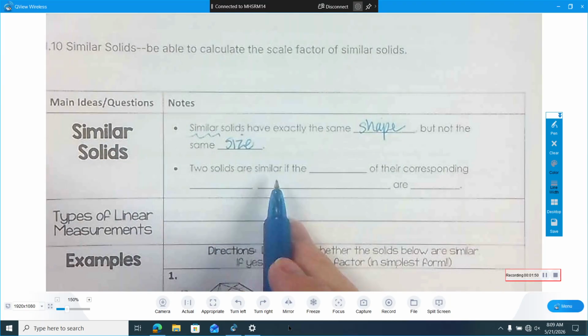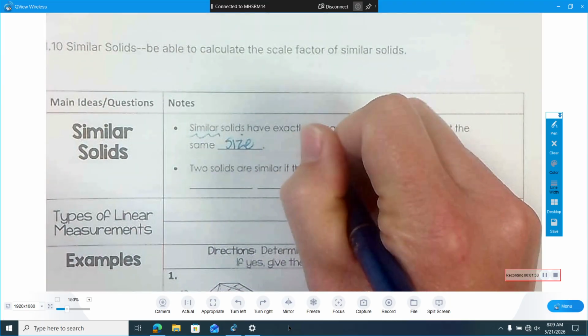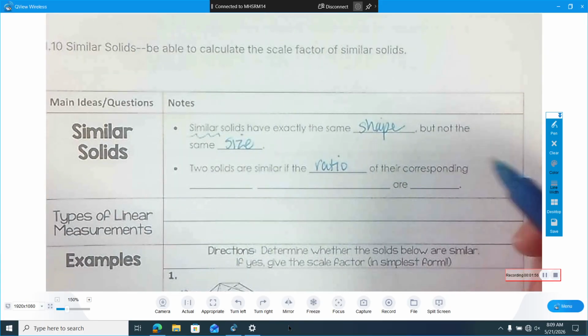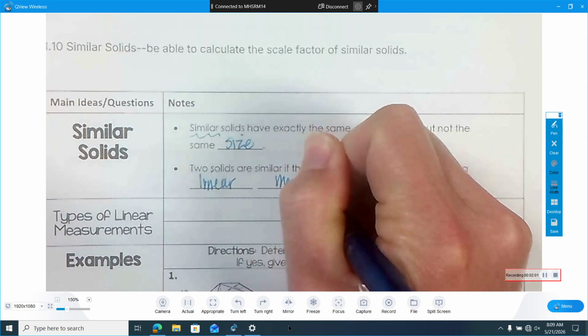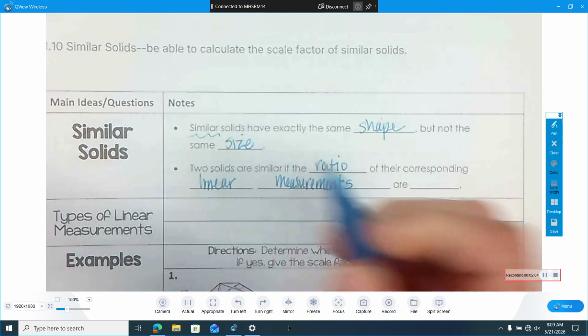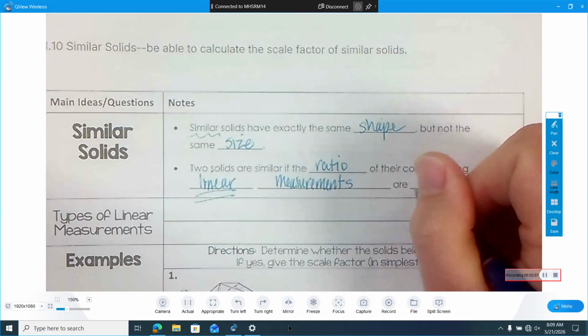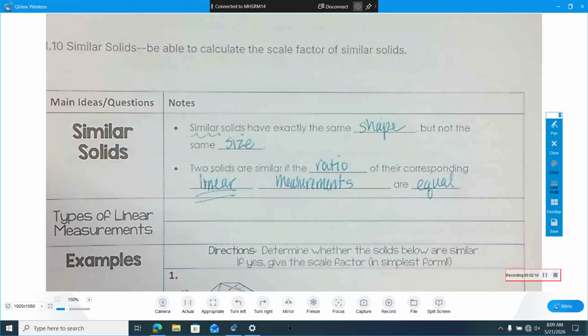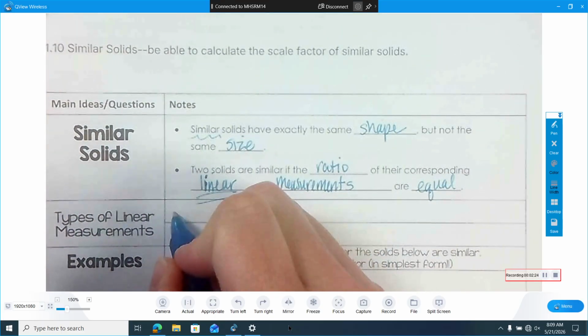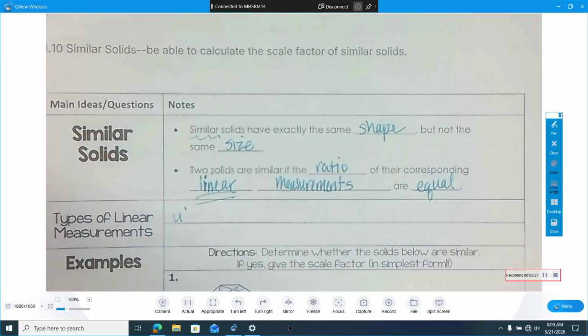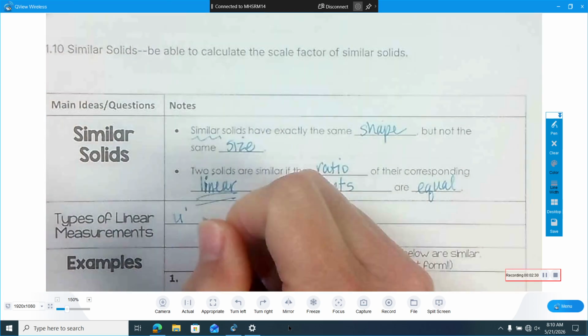Two solids are similar if the ratio of their corresponding linear measurements are equal. Linear measurements, we want to make sure we understand what those are. They are units to the first power, not units squared, not units cubed, units to the first power.